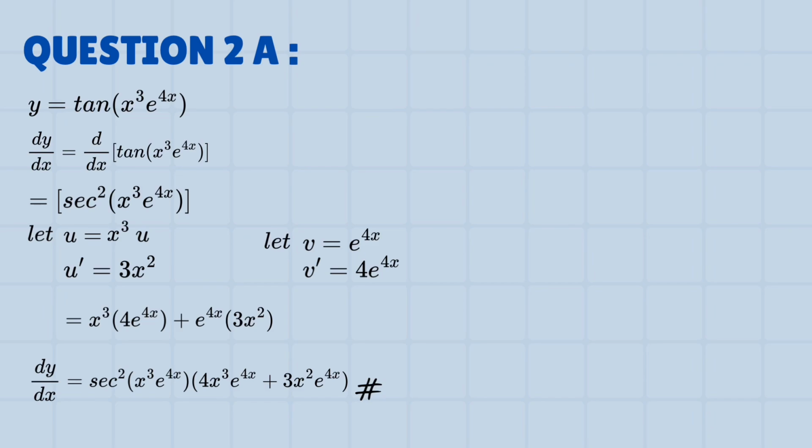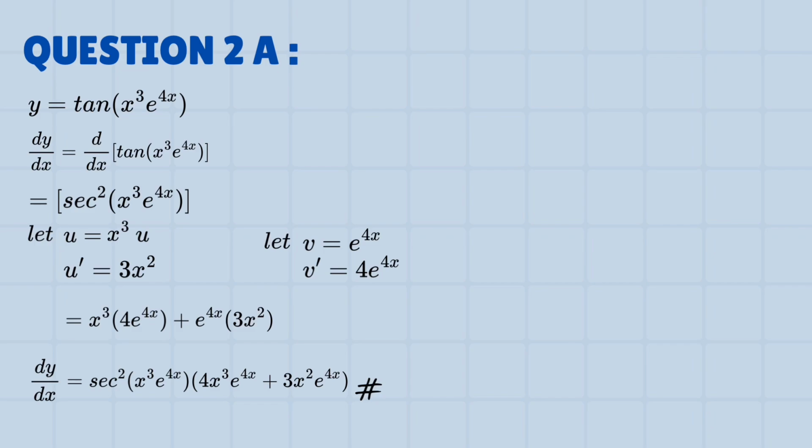So, when we differentiate the tangent, it becomes dy over dx equals secant squared of x cubed e to the 4x times the derivative of x cubed e to the 4x. This shows how the whole expression x cubed e to the 4x moves from inside the tangent into the secant squared, because the chain rule always keeps the inner function inside the outer derivative. Next, we differentiate the inner function x cubed e to the 4x. This is a product of x cubed and e to the 4x.